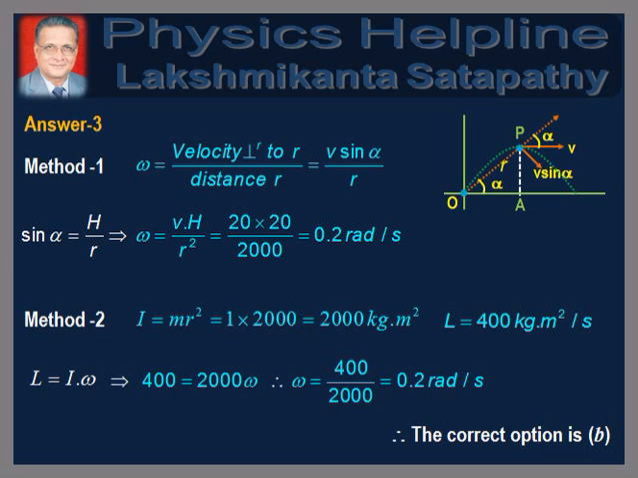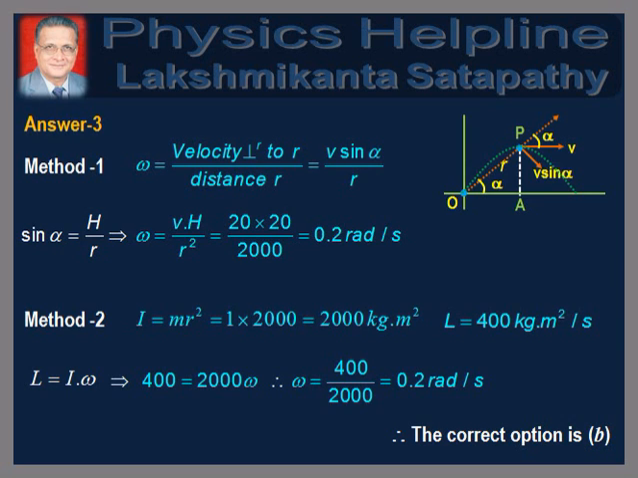Now, for the second method, moment of inertia of the particle of mass m at a distance r from O is given by I is equal to m r square. Putting the values and simplifying, we get I is equal to 2000 kg meter square. We have already evaluated L is equal to 400 kg meter square per second.